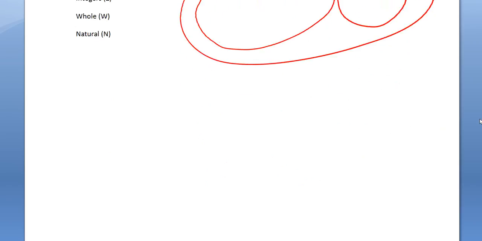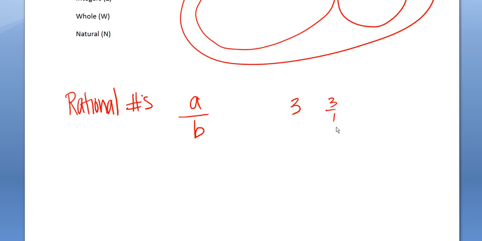Okay, rational numbers can be written as a ratio of a to b. Anything that can be written somehow as a over b is a rational number. Let me give you some examples. 3 is a rational number. It can be written as 3 over 1. Okay.